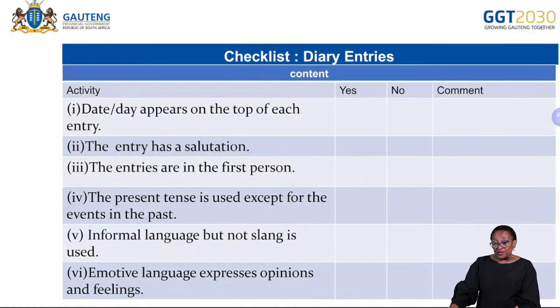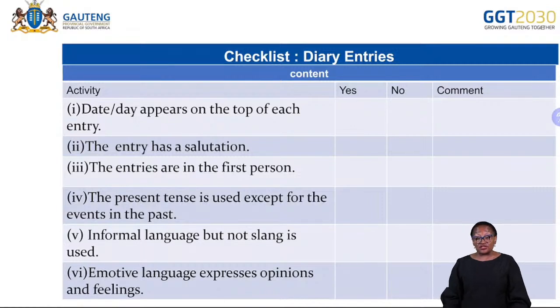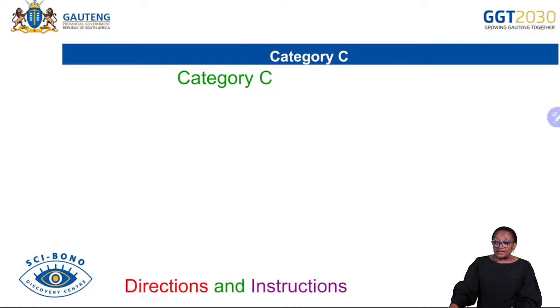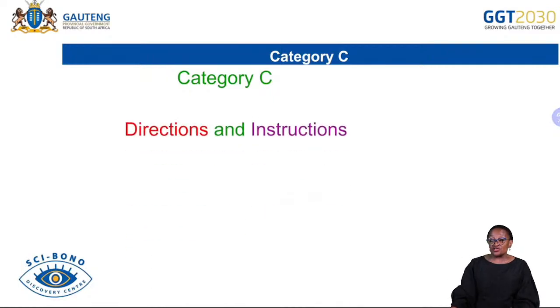Emotive language expresses opinions and feelings. Have you used emotive language to express opinions as well as feelings? So that checklist will assist you in seeing to it that you respond well to the brief. Right, let's move on to category C of section C, which is the last category there, and that is directions and instructions.